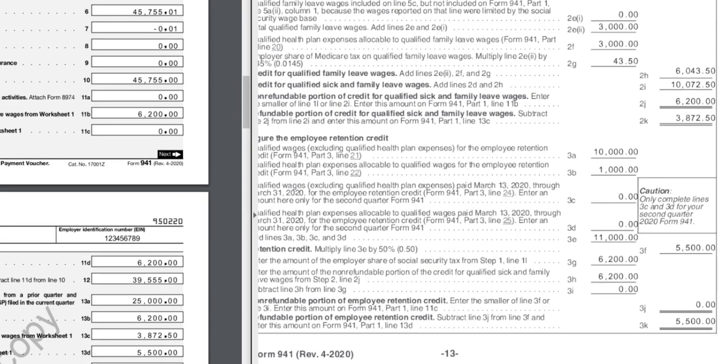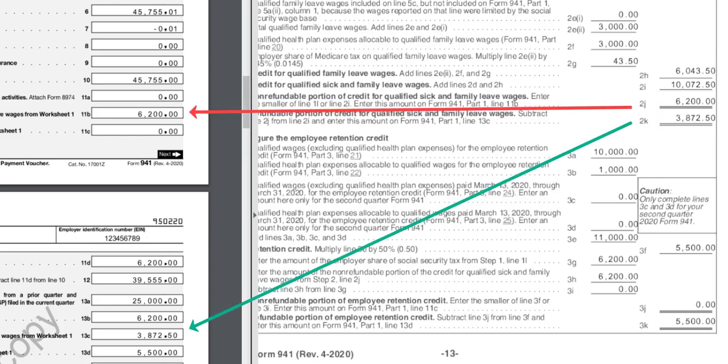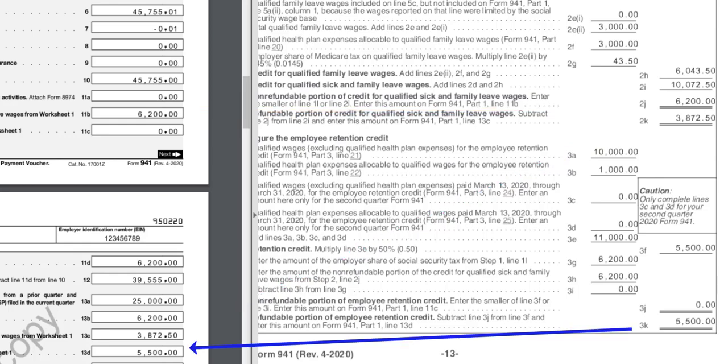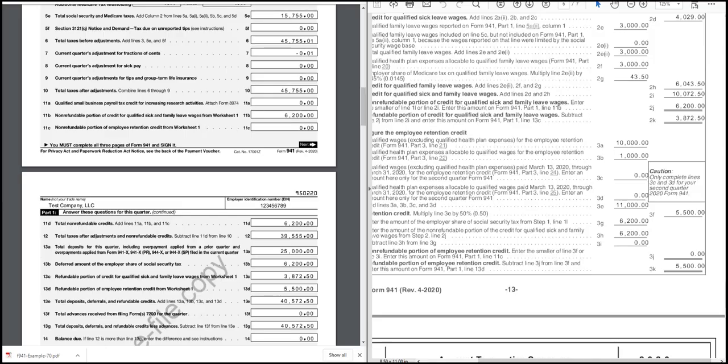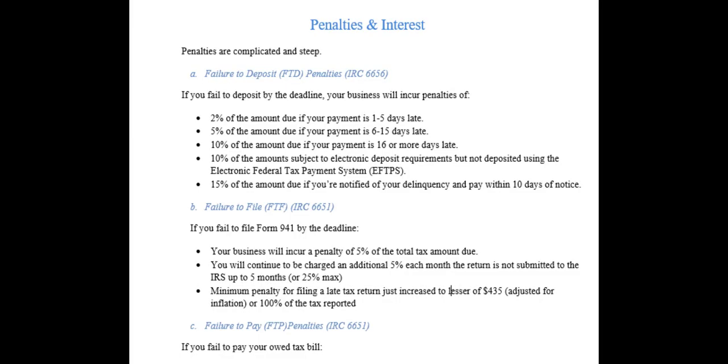It reduces the employer's share of Social Security tax to 0. In this case, the $6,200, which was used entirely by the sick and family leave credit, leaving $3,872.50 refundable, which was moved to line 13C. Worksheet 1 also shows that all of the employee retention credit is available, which was moved to line 13D. While it wasn't needed in this example, our solution would also seamlessly work for more complex situations.